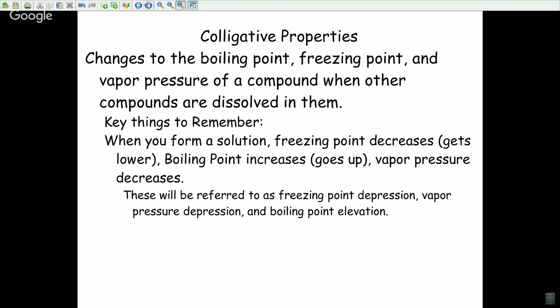And then colligative properties refers to changing the boiling point, the freezing point, and the vapor pressure of a compound when you dissolve a solute in it. So the freezing point is going to go down, the boiling point will go up, and the vapor pressure will decrease. And it's referred to as freezing point depression, vapor pressure depression, boiling point elevation. And a good example is how you make ice cream. You have ice and salt, and you mix that together, it makes it colder and causes the milk to freeze. Because milk doesn't freeze at 0 degrees like water does, it freezes at -12 degrees Celsius.